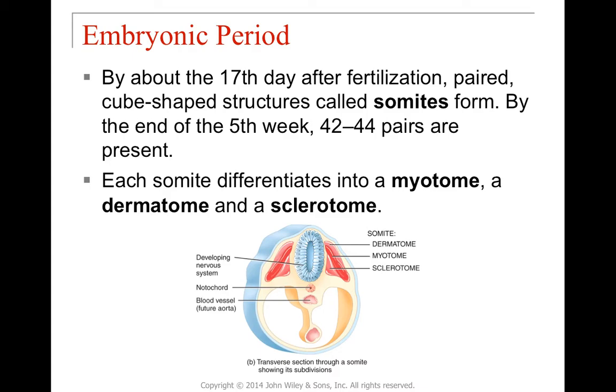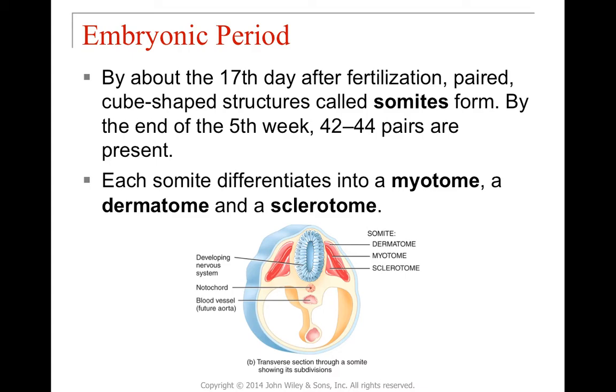So as I mentioned, we have those somites. Somites are paired structures. They are on either side of the spinal column, basically, and we end up with approximately 42 to 44 pairs of them by week 5. So you can determine the age of an early embryo based on the presence and location of the somites. Now, the somites are going to differentiate into 3 different regions: the myotome, the dermatome, and the sclerotome.